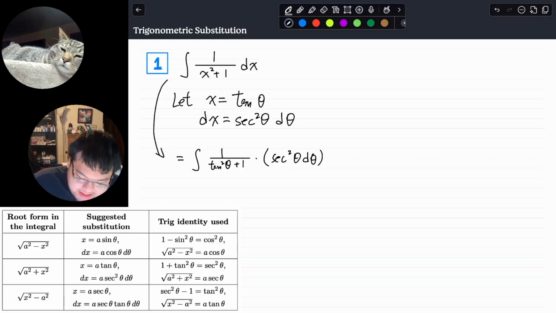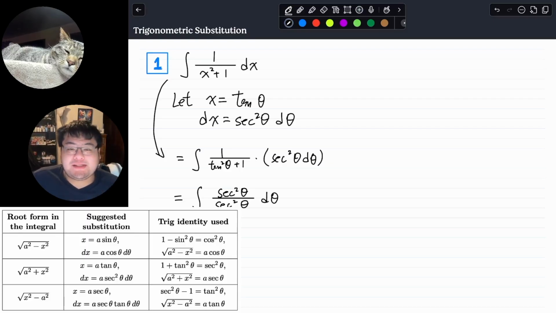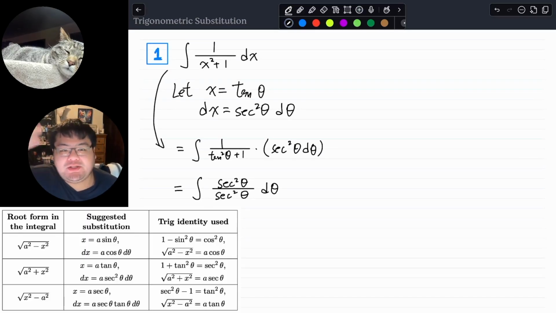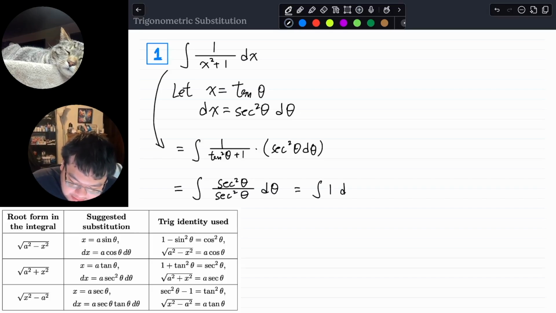So you see how we can proceed. In the denominator we have 1 plus tangent squared theta, which we know from Calc 1 is just secant squared theta. So this further simplifies to secant squared theta divided by secant squared theta d theta. But what is this? It's just 1 because the numerator and the denominator are the same. So we're just integrating 1 d theta. So we know that the answer is just theta plus c, of course.